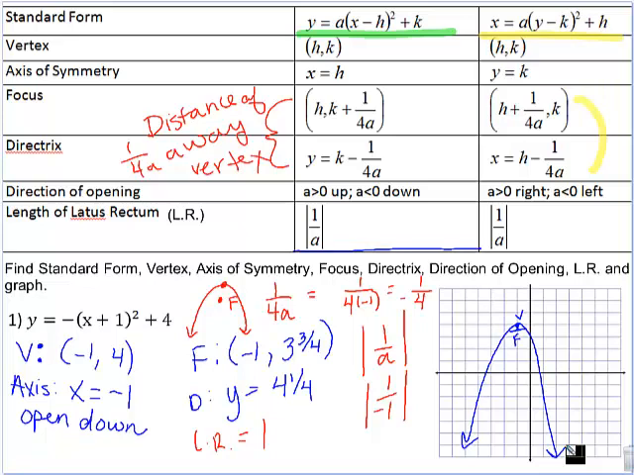You don't have to label anything else. Nope, you could certainly put your axis of symmetry on there. You could put your directrix on there, but they're not needed. First example, okay?